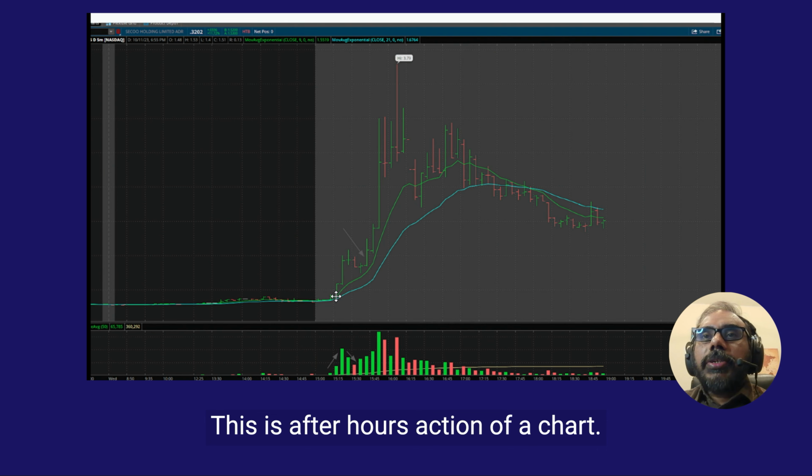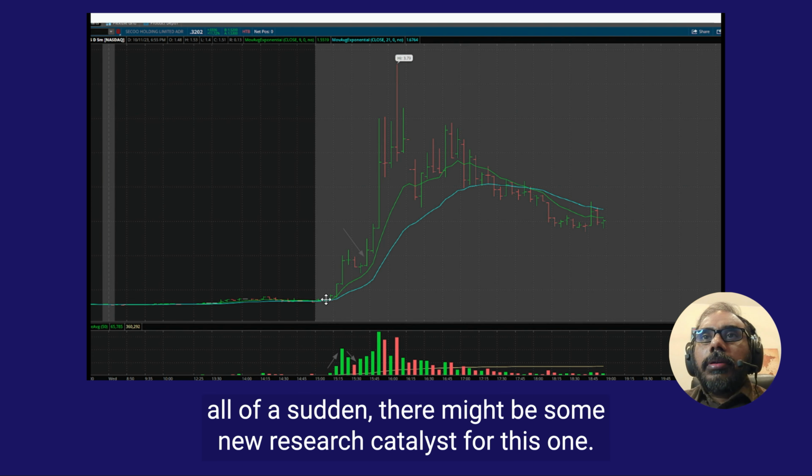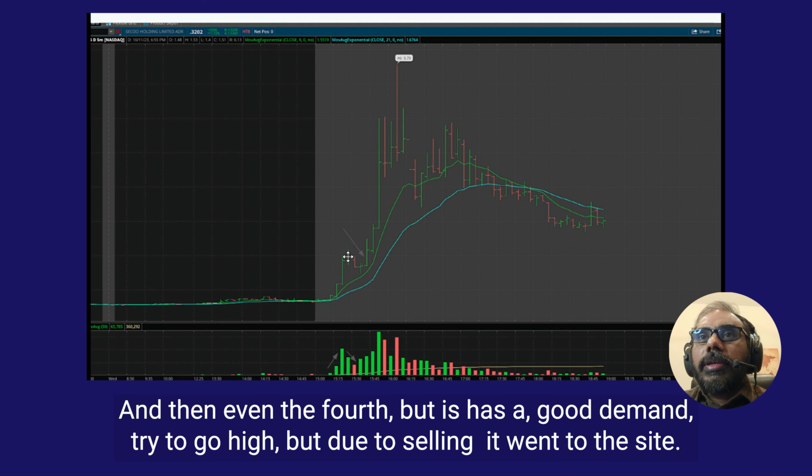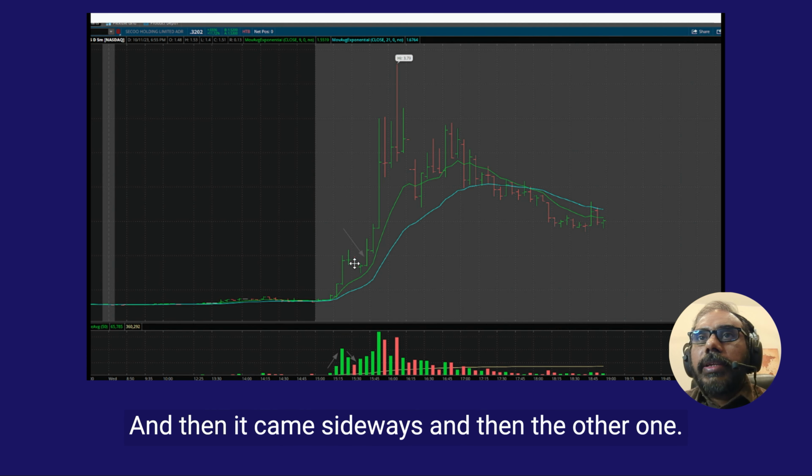This is after-hours action of a chart. All of a sudden, there might be some news or catalyst for this one, and then it started getting that volume. One, two, three bars, and then even the fourth bar has good demand. It tried to go high, but due to selling, it went sideways, and then the other one, and then since we have 9 EMA support, it kissed that 9 EMA and honored it, and then I can enter here with experience.